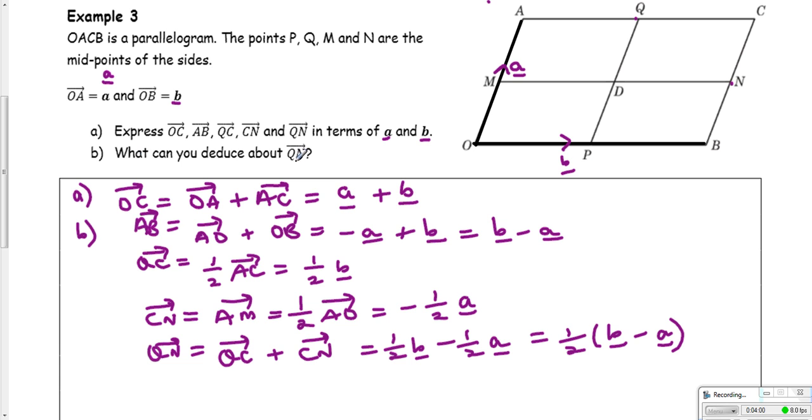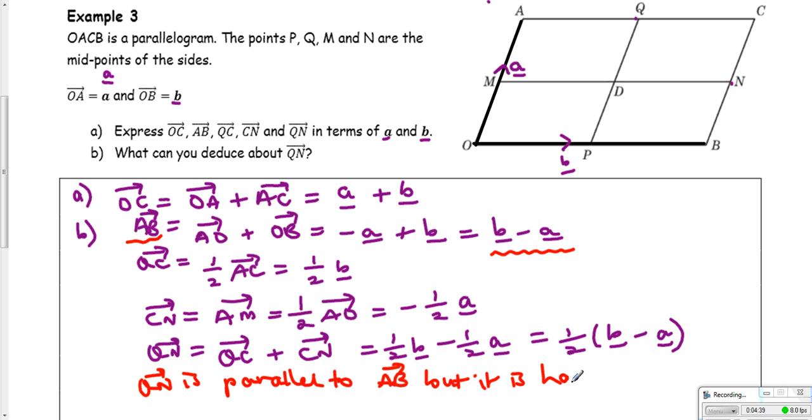It then says, what can you deduce about QN? Well, I'm looking at QN there. It's half of b minus a. I remember b minus a from earlier on. AB, A to B, was b minus a, and Q to N is half of b minus a. So what we can conclude is that QN is actually parallel to AB because it's got a b minus a component, but it is half the length.